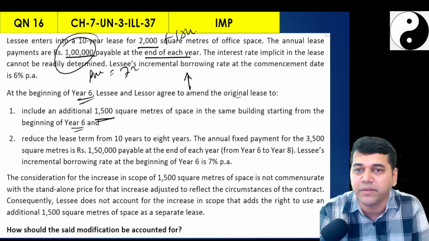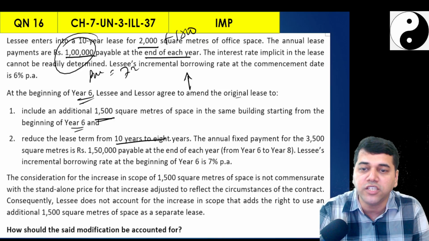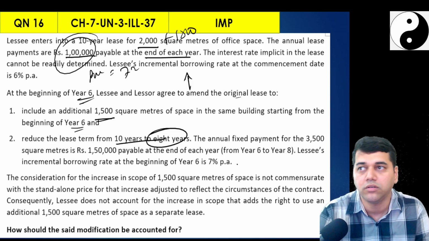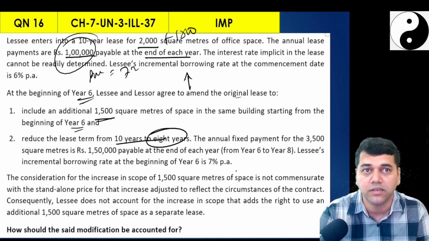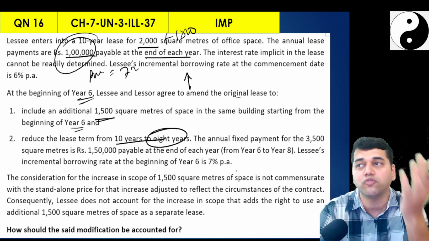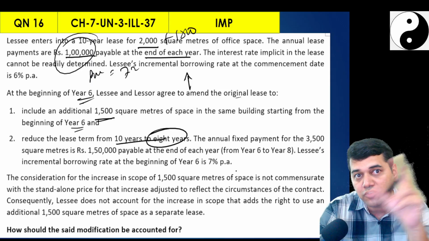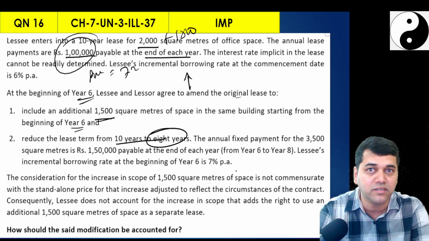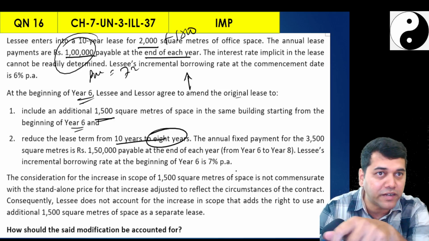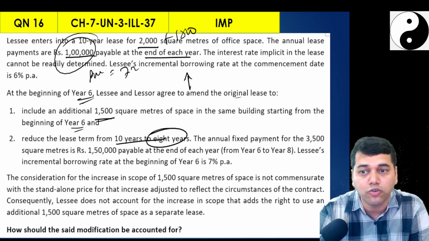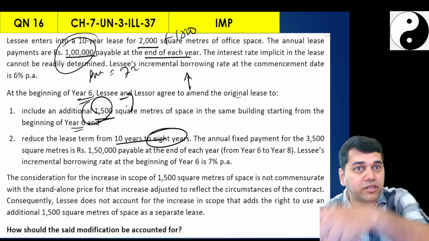So it is 2,500 plus 1,500. Now reduce the term from 10 years to 8 years. You reduce the term. Reduction in the term is going to give this P&L effect. Increase in the scope will not bring this P&L effect, if the increase in the scope is in line with the previous rent or the SSP of the new contract. Not going to affect this. But if the increase in the scope is not at a rent in line with this, then the remeasurement is going to come into picture.